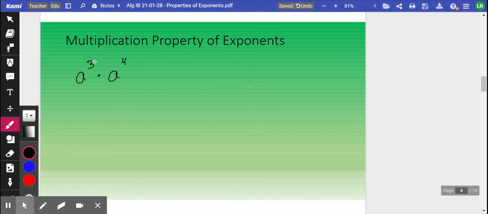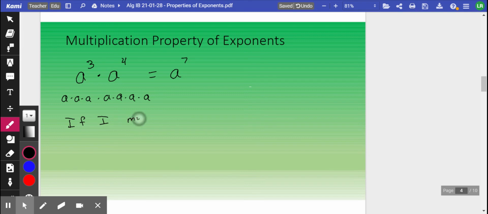Okay, now if we think about it, a to the third, that means there's 3 a's, so a times a times a. A to the fourth, if I expand it, that is 1, 2, 3, 4. Well, how many a's do I have total here? 1, 2, 3, 4, 5, 6, 7. Okay. Well, there's a shortcut. We do not have to expand it every time. Okay? Now, again, it has to be the same bases. They both have to be base a's. Okay. But the rule is this.